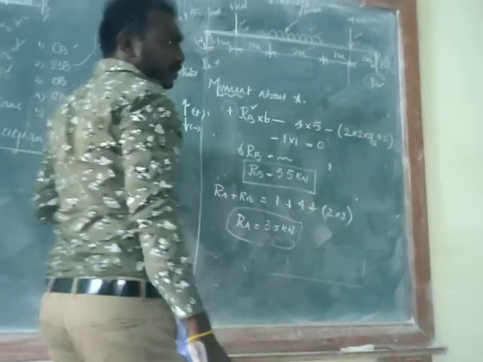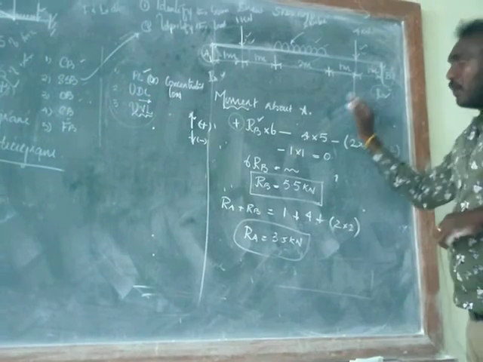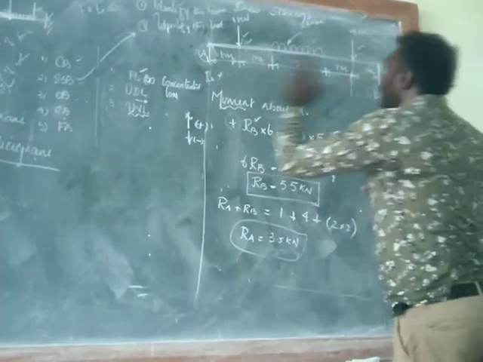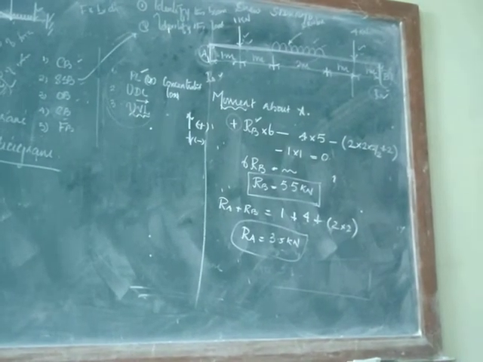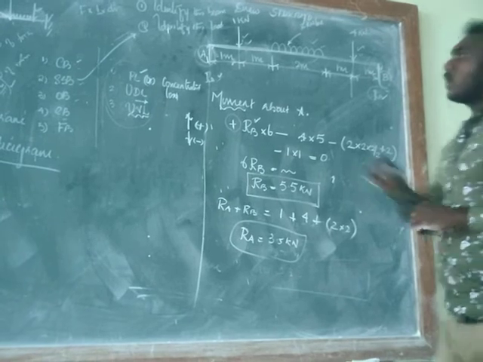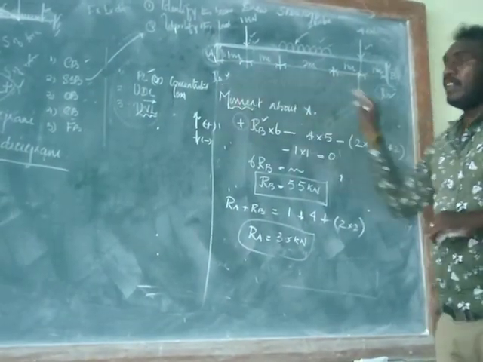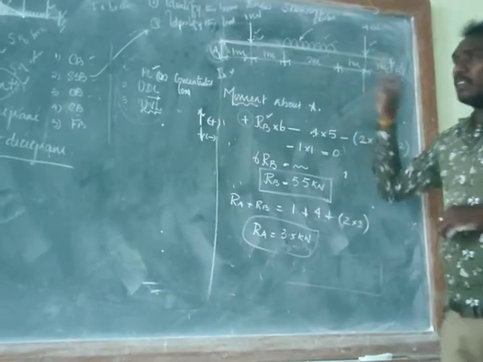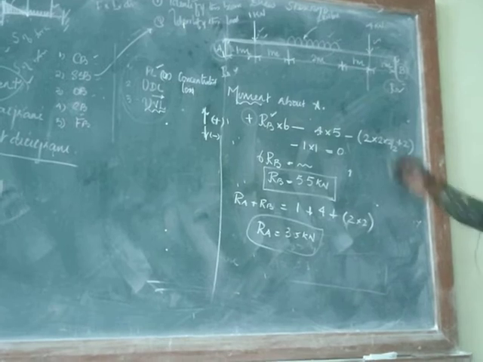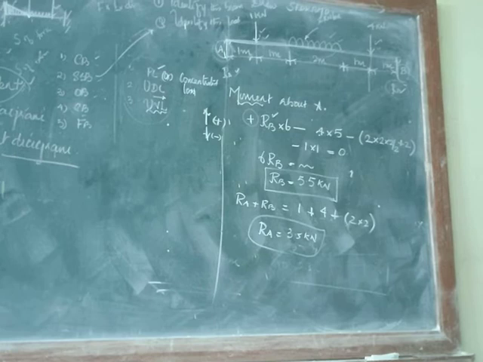Okay, clear? To draw the shear force diagram and bending moment diagram, first we should know the values of reactions RA and RB. The first step is to calculate the value of reactions RA and RB, which are unknown reactions. When we know the reaction values, only then can we draw the shear force diagram and bending moment diagram. For that, we calculate the reaction values RA and RB first.